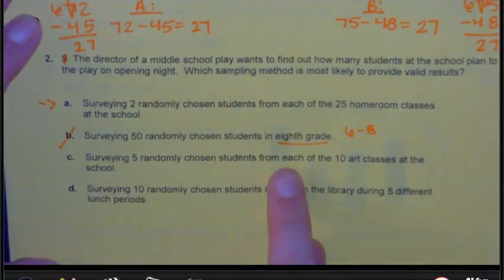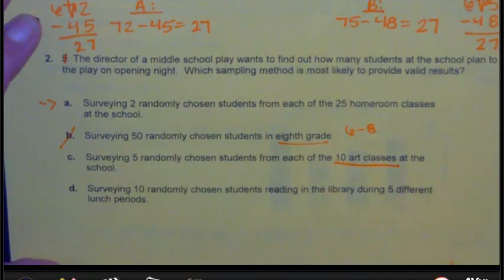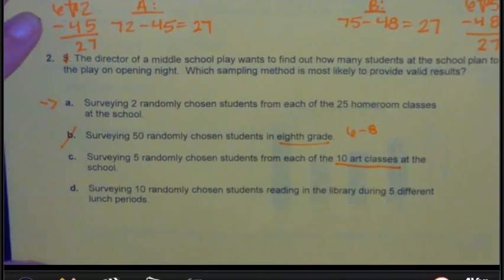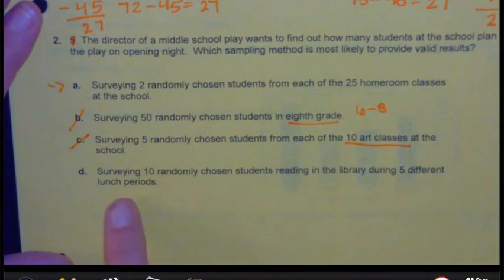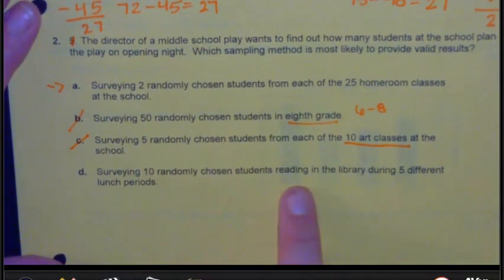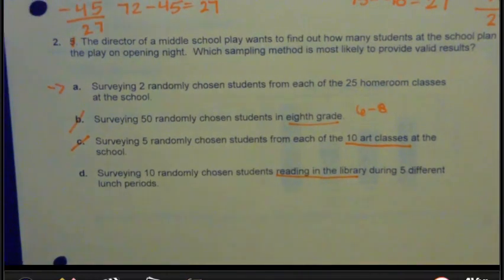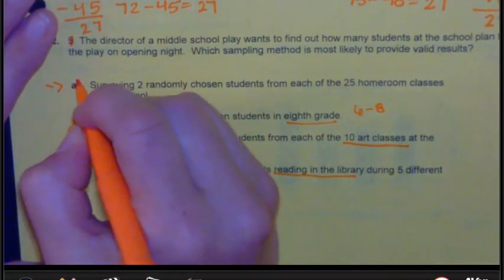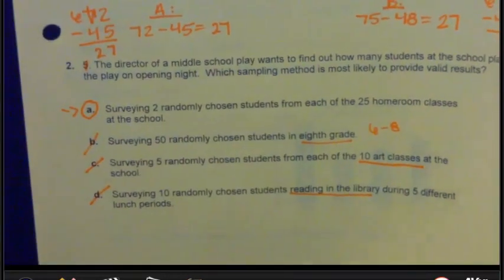Surveying 5 random students chosen from each of the 10 art classes at school. Well, I'm only doing art classes. What about band or choir or math or science or history? That's not going to be random. Letter D, surveying 10 randomly chosen students reading in the library during 5 different lunch periods. Now, if I know anything, I know not every kid gets to go to the library during lunch, so that's not going to be random. So the only possible answer choice for random is A.